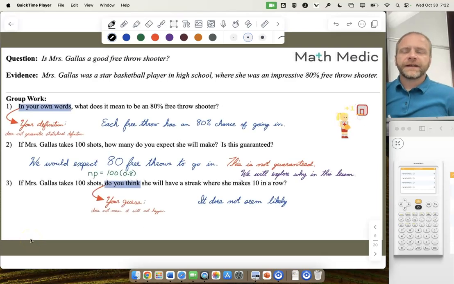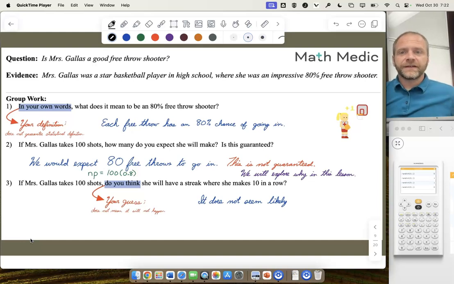So here's what I have, I have my answers written down. You can compare what you thought with what I have written down. Now remember, when it says in your own words, that does not mean it's the true statistical definition. So be very careful if you ever look back in your notes, I probably don't want to look at number 1 for where I think probability really is.